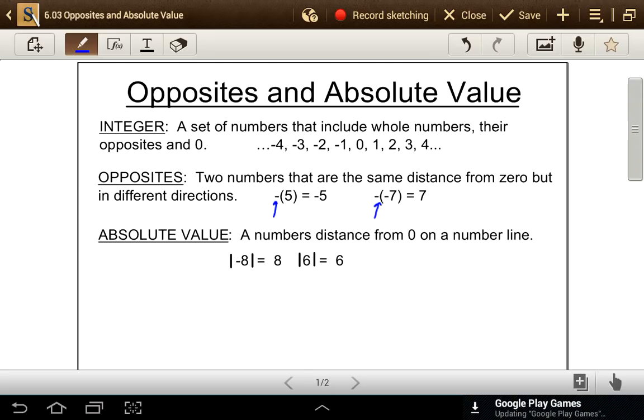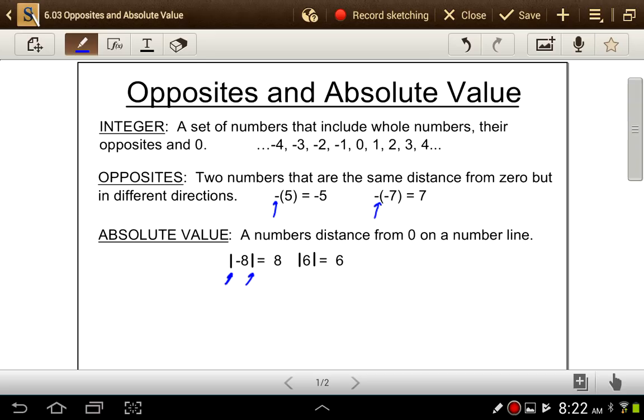Absolute value is a number's distance from 0. It does not matter what direction it goes, it's just how far away it is from 0. For absolute value, we use these little bars around the number, and that is the mathematical symbol for absolute value. In the first one, we have -8. The absolute value of -8 is 8. In the second one, the absolute value of 6 is 6. Notice that they're both positive answers because they're both distances from 0. -8 is 8 units from 0, and 6 is 6 units from 0.